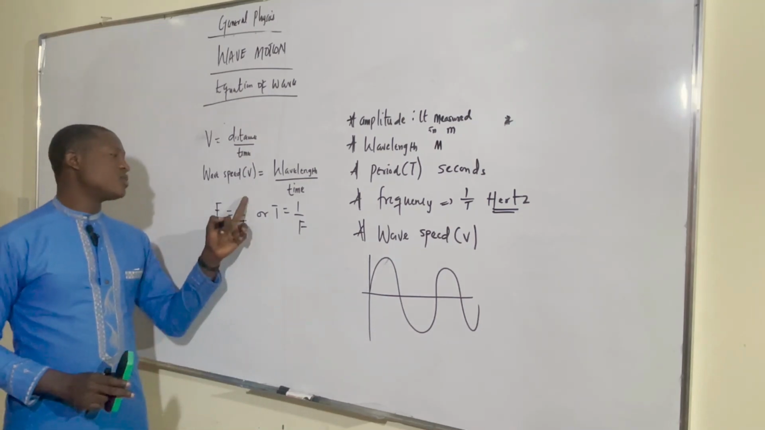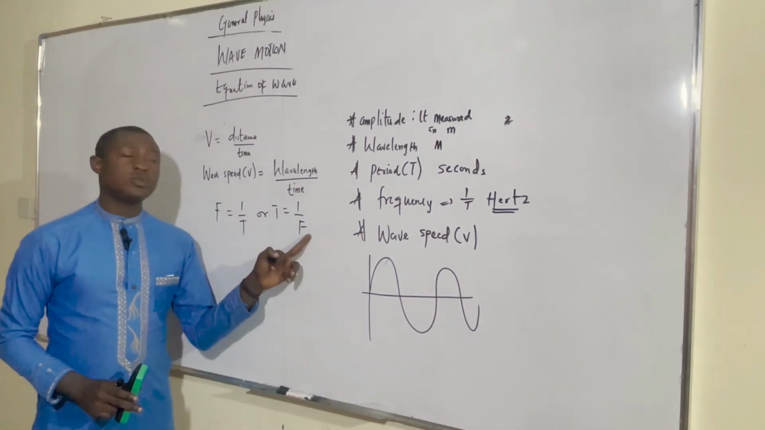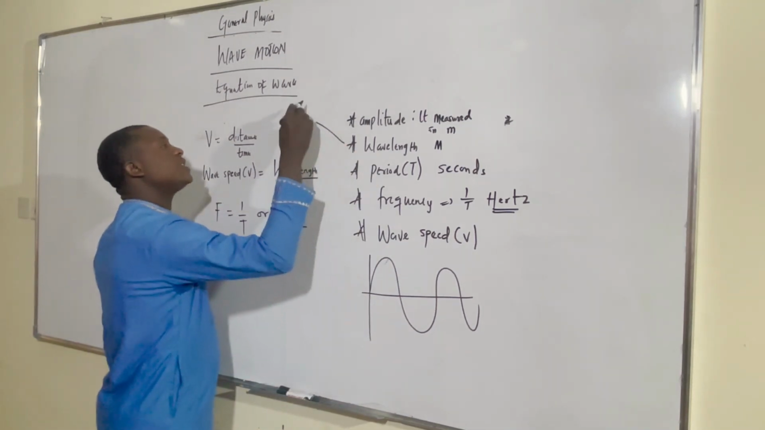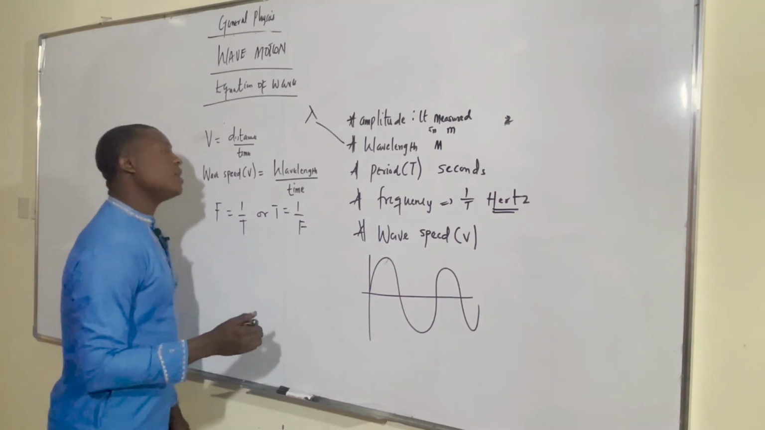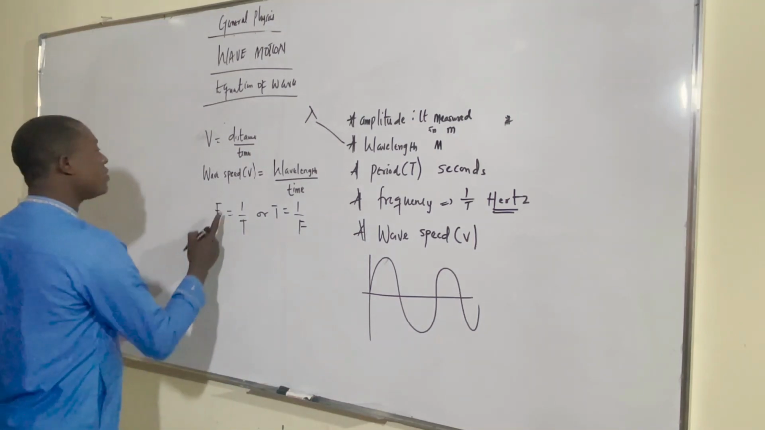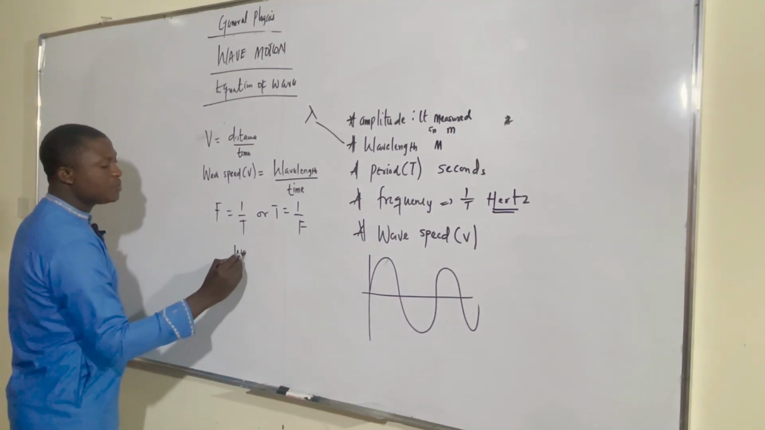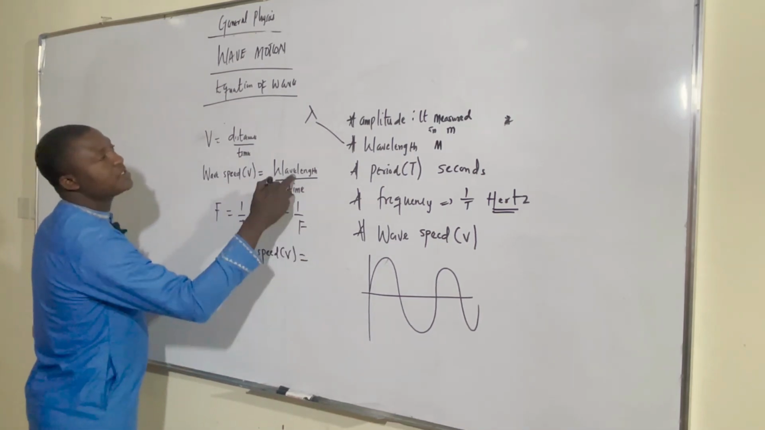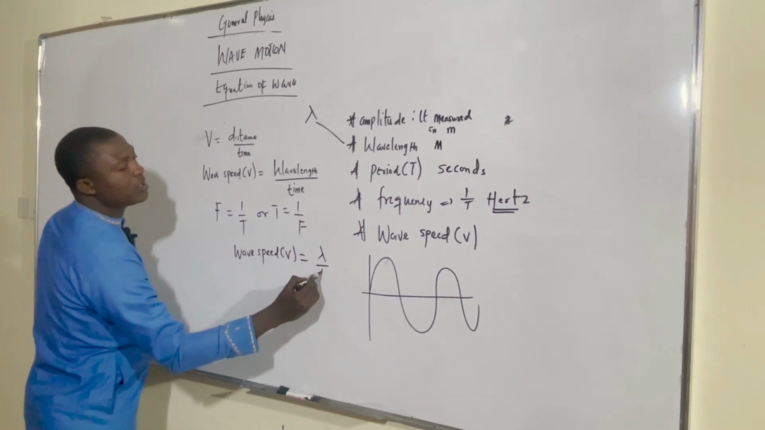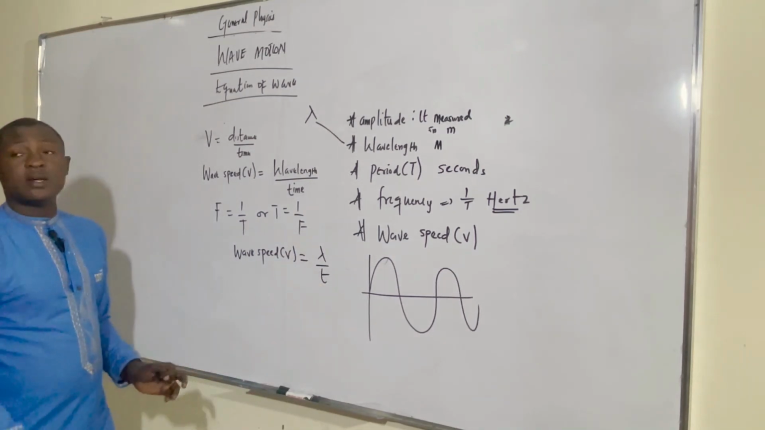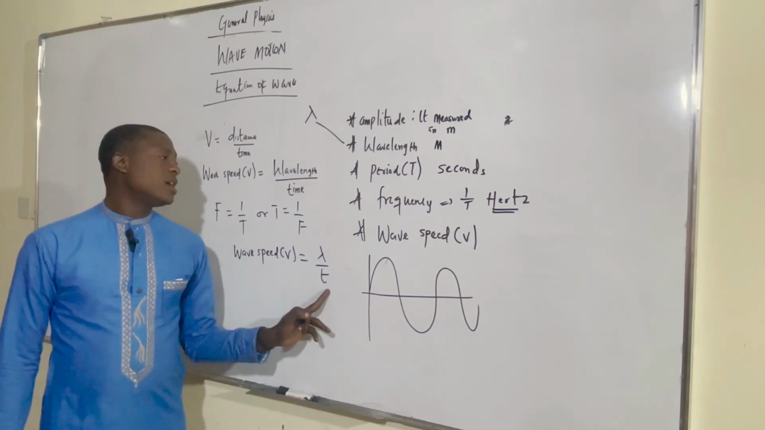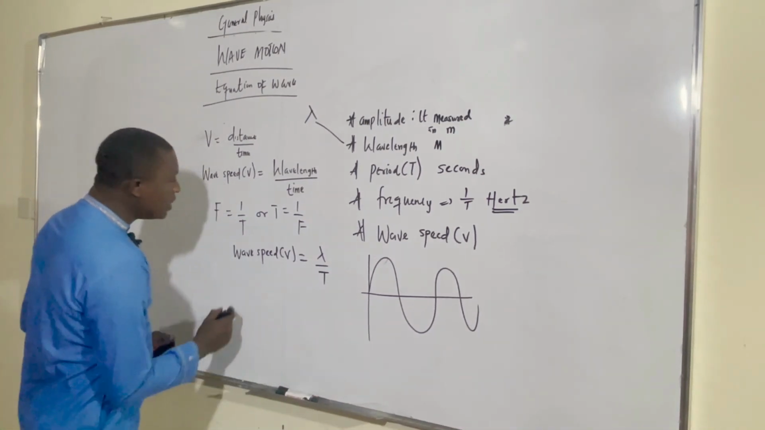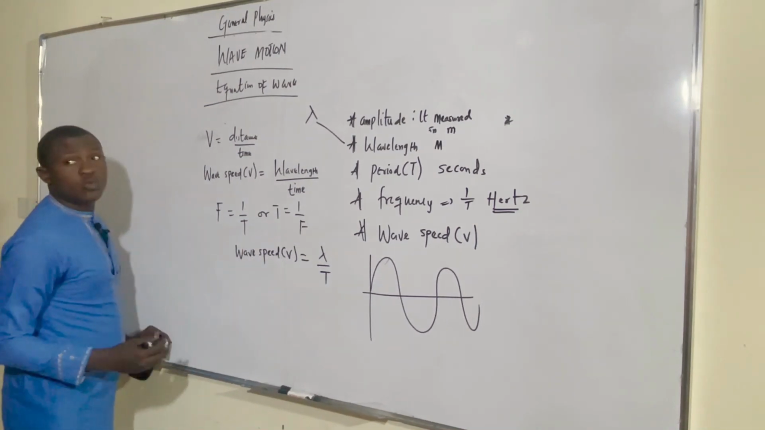We can say frequency is equal to 1 over T, or we have T equal to 1 over f. In physics, we denote wavelength as lambda. Whenever you see this, we call it lambda, which is for wavelength. So if I go back here, I can have wave speed equal to lambda over T. This lambda is for the wavelength, and the T we have here is our time.